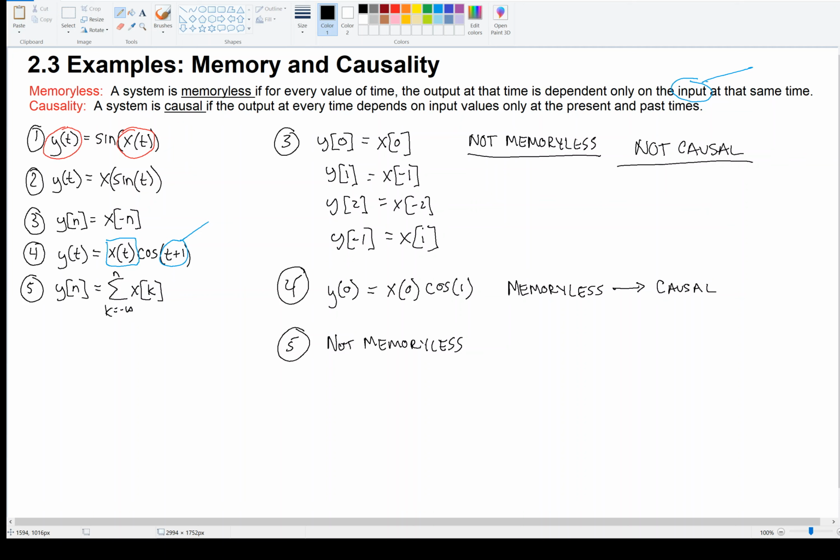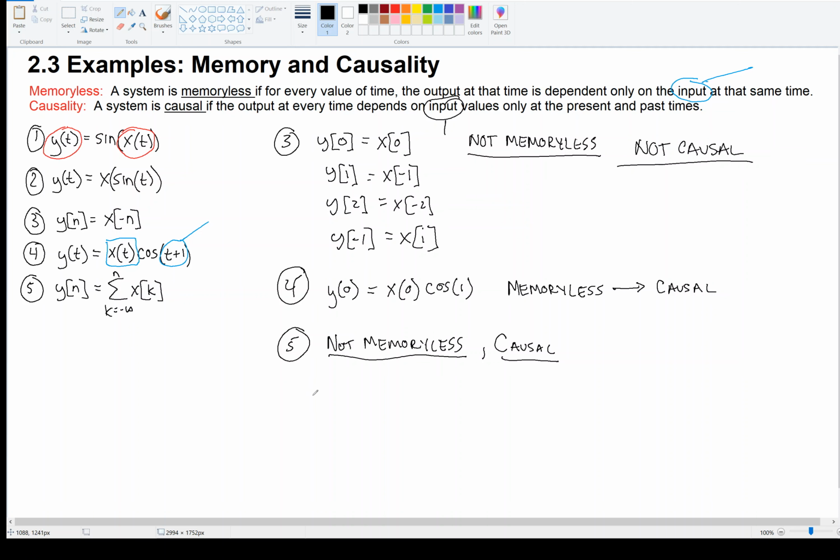So is it causal though? And it is causal, because causality is a little looser in definition, and it allows input values at the present and the past. So an accumulator adds all of the inputs from the present and from the past.